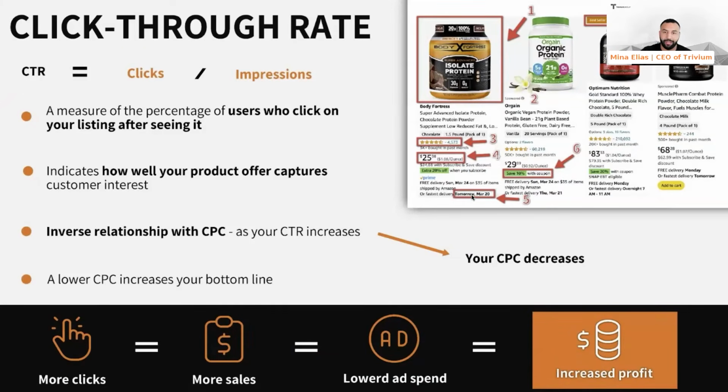And then FBA versus FBM, shipping speed, that's going to be a huge one. If yours is not coming in 1 to 2 days, that's going to be an issue, especially compared to your competitors. And then getting the bestseller badge. Any badges generally help click-through rate. The bestseller badge spikes sales tremendously. So that's one that you want to get.